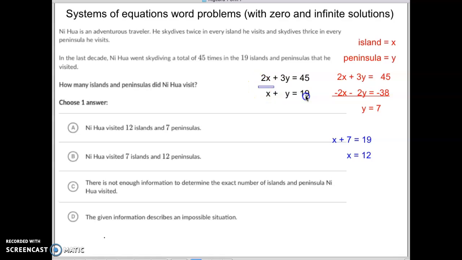I then plugged that into the second equation because it seemed really easy. So I said x plus 7 is 19, subtract 7 from both sides, and x equals 12. Knowing that x is my island, so I had 12 islands and 7 peninsulas, as this one right here says, I know that letter A is my answer. Okay, let's do another one.